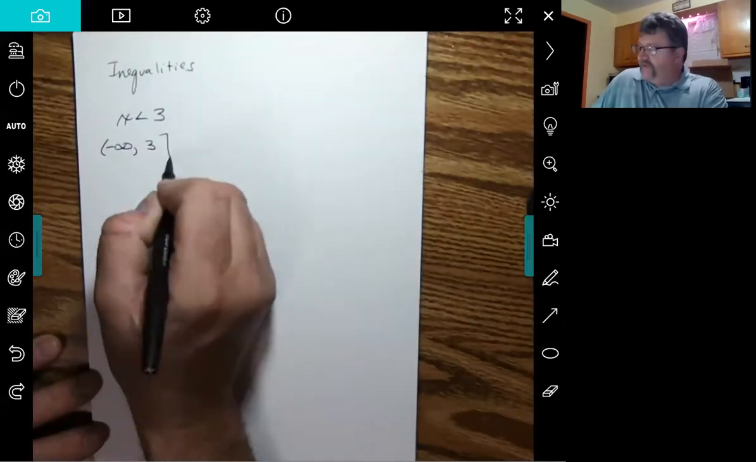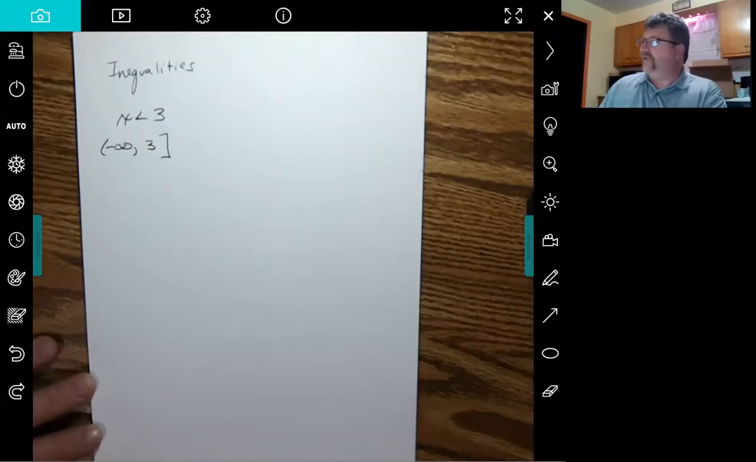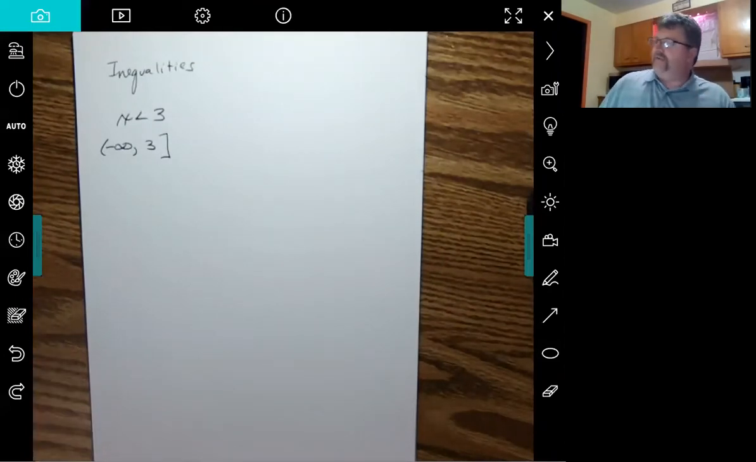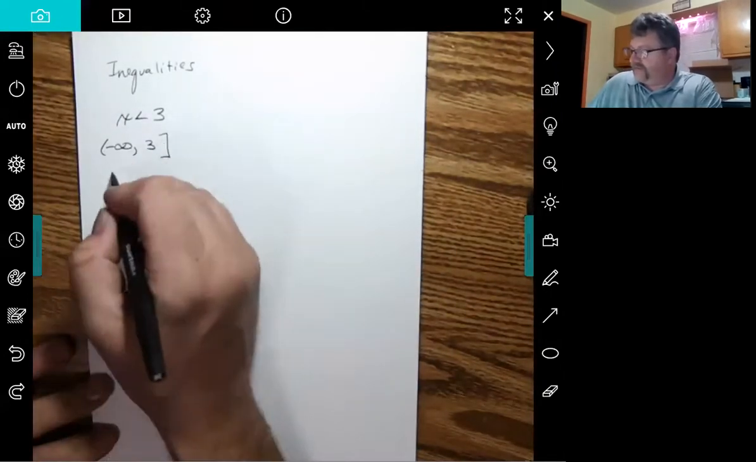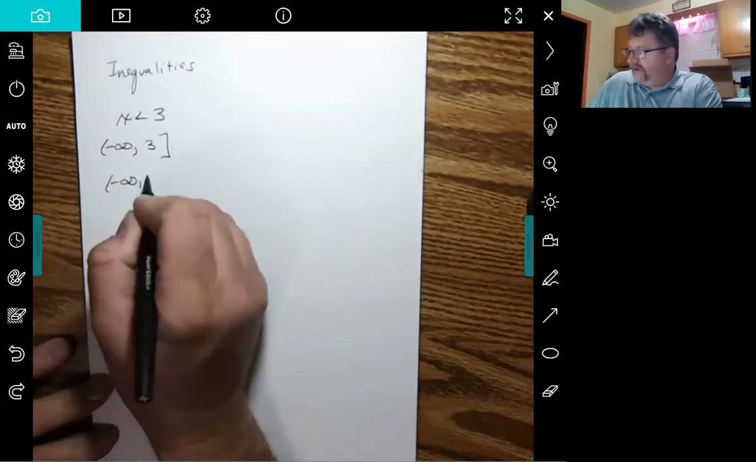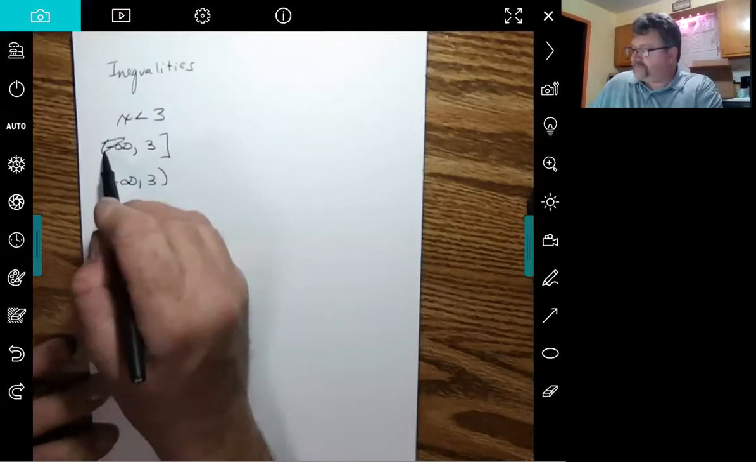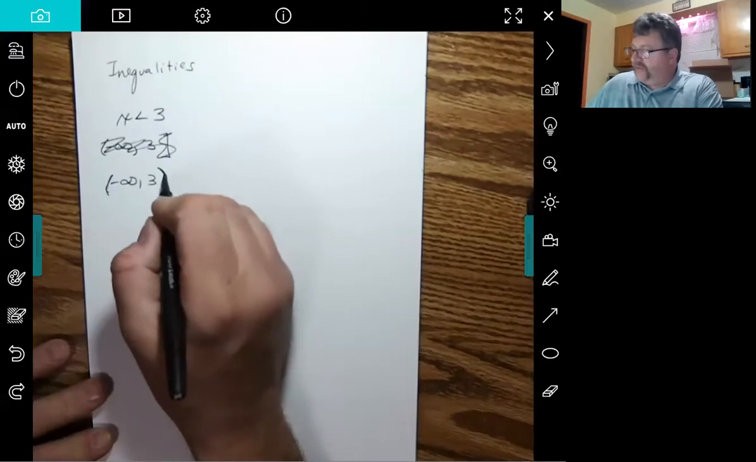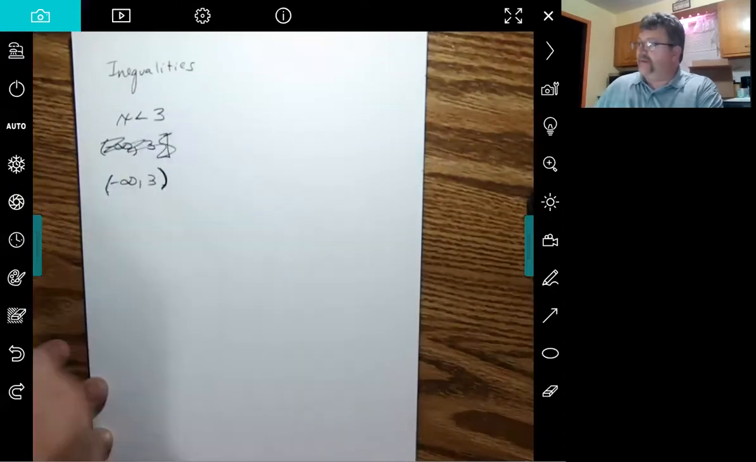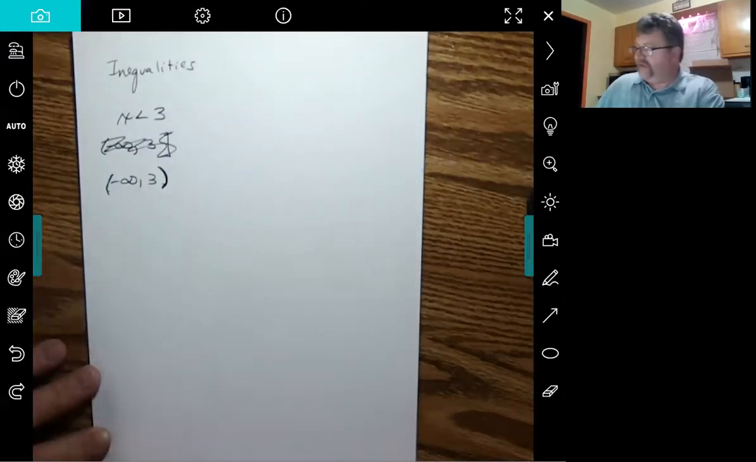If I wanted to represent all those numbers, this is called interval notation. I'm starting at negative infinity and I'm going up to, oh, excuse me, that should not be a square bracket, that should be a parenthesis, all the way up to a 3. Infinities always get a parenthesis. The number will get either a parenthesis or a bracket depending on whether or not that number is included.